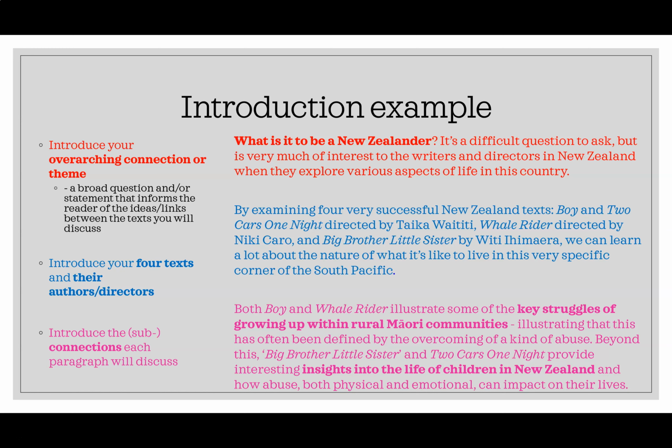Okay, so just pointing a few things out to you here. I've grouped my texts together. Boy and Whale Rider will fall under the same sub-connection, and that sub-connection is key struggles of growing up within rural Māori communities. And then the other 2 texts, Big Brother Little Sister and Two Cars One Night, will fall under my second sub-connection, insights into the life of children in New Zealand. So that would be my second paragraph. Okay, first paragraph, second paragraph.